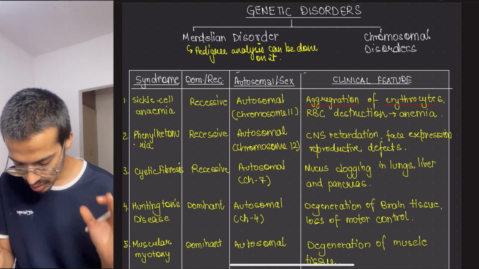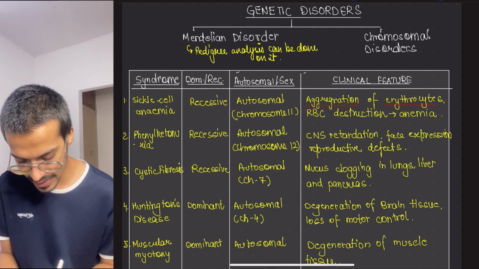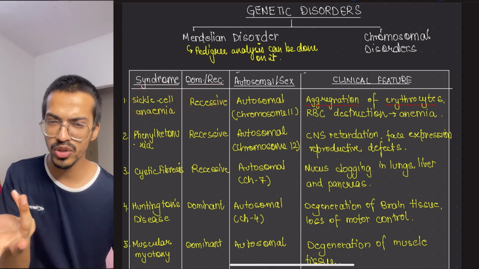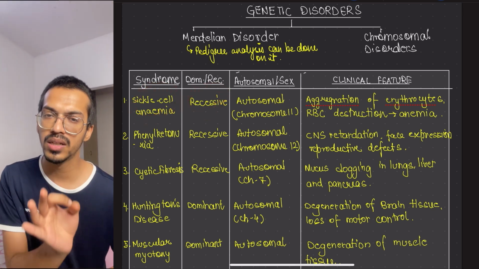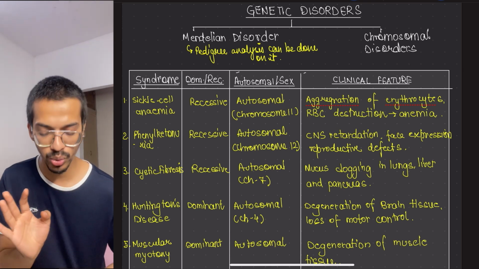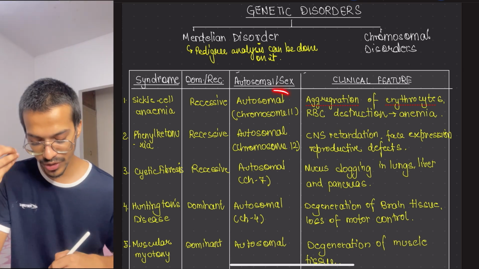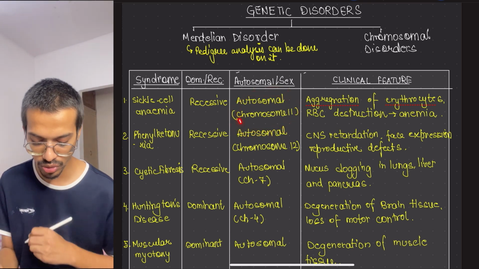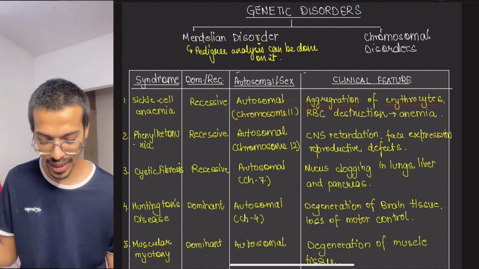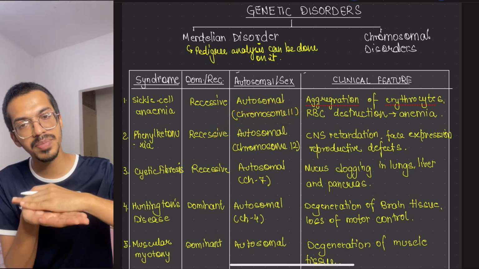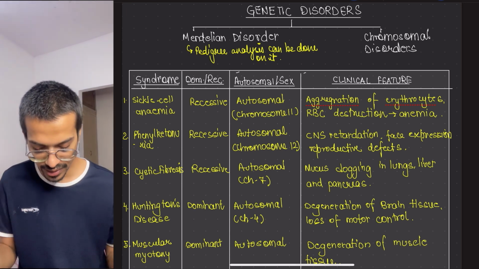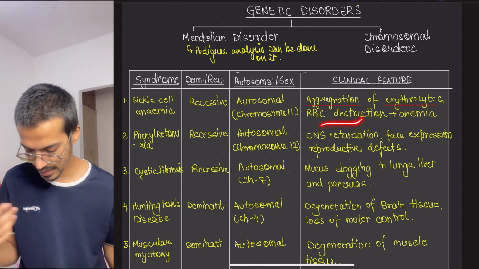Okay, so what happens? Sickle cell anemia is a recessive disorder, meaning, as you already know, that only when both HbS alleles come will it show the effect. It is autosomal. The gene defect occurs on chromosome number 11. Clumping of RBCs means RBCs come together one over another, get destroyed, and lead to anemia and death.